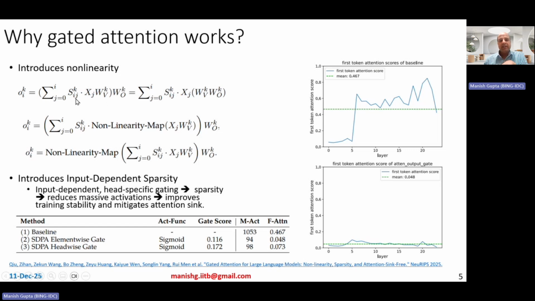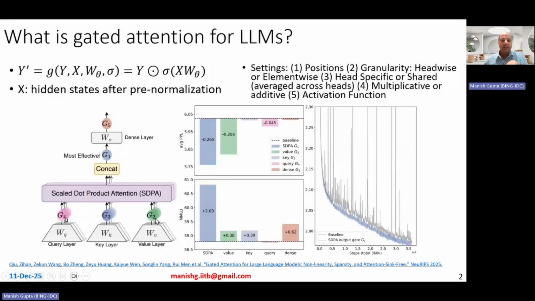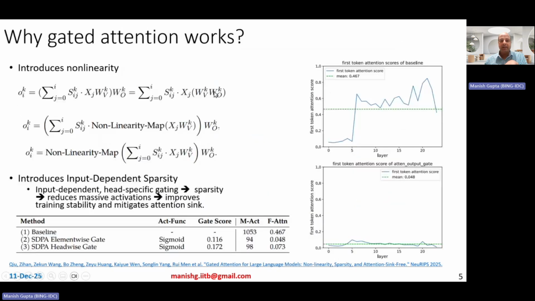And the interesting part is that since there is no nonlinearity between this value head and the final WO that is applied, you could basically literally merge these WV and WO into a single low rank matrix. So you could basically literally do this. This is equivalent to the expression on the right side, which basically means that there's no nonlinearity here. You could basically merge this into a low rank matrix.